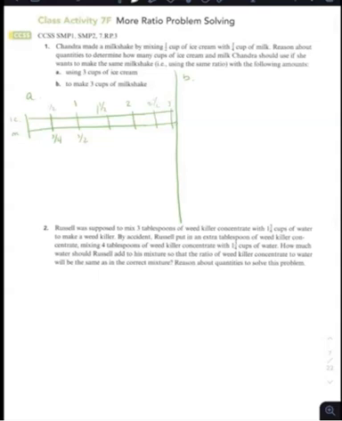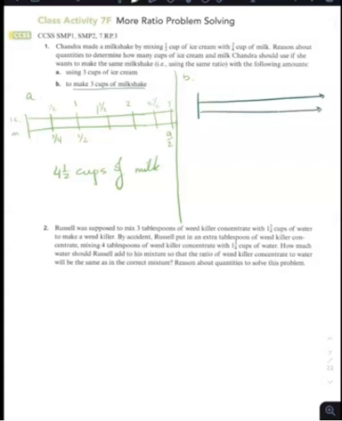Well, if 1 cup of ice cream went with 3 halves of milk, then 3 cups of ice cream would go with 9 halves of milk. Okay. So we would have 9 halves cups of milk, or 4.5 cups of milk. To make the 3 cups of milkshake, that's a little bit more challenging. Let's see if we can figure that out as well.